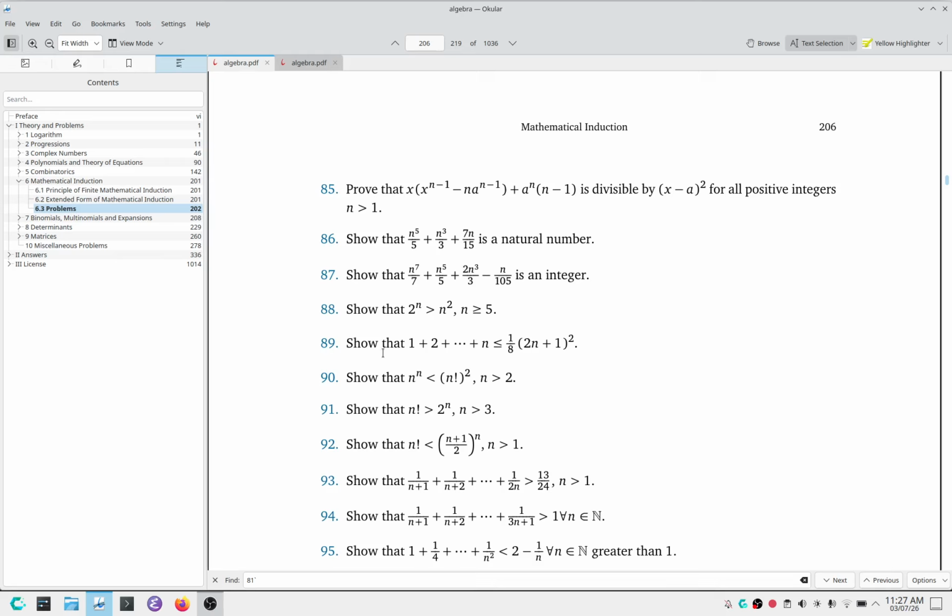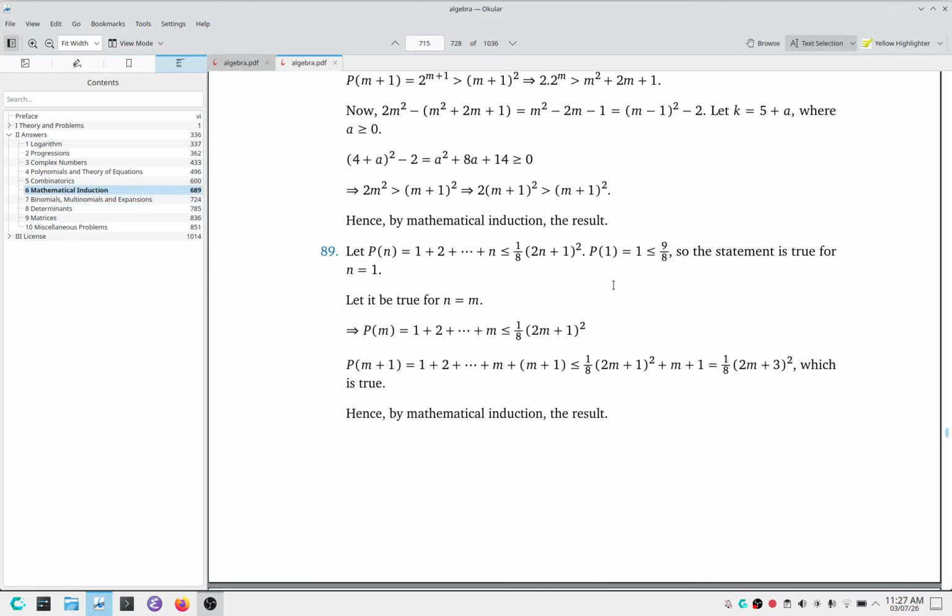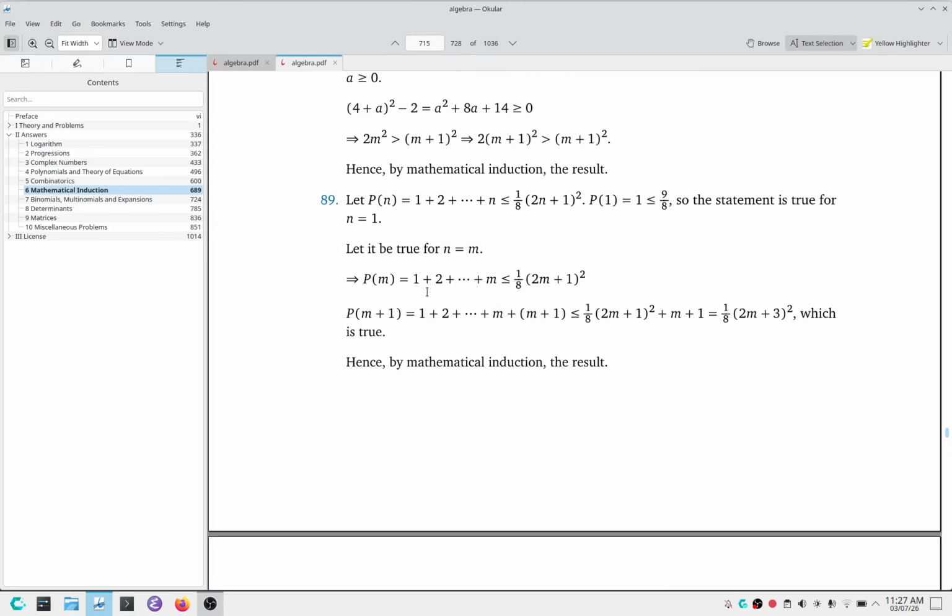Question 89 says that show that 1 plus 2 plus up to n is less than or equal to 1 over 8 times (2n plus 1) whole square. So we put n is equal to 1, we get 1 less than or equal to 9 by 8. So the statement is true for n is equal to 1. We let it be true for n is equal to m. That is, 1 plus 2 plus so on up to m is less than or equal to 1 by 8 times (2m plus 1) whole square.